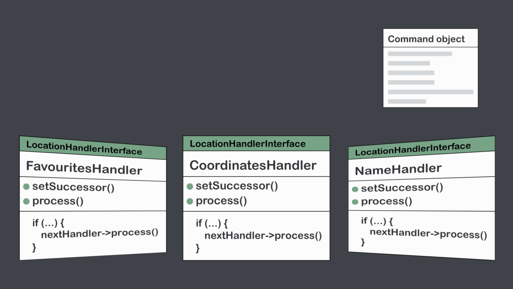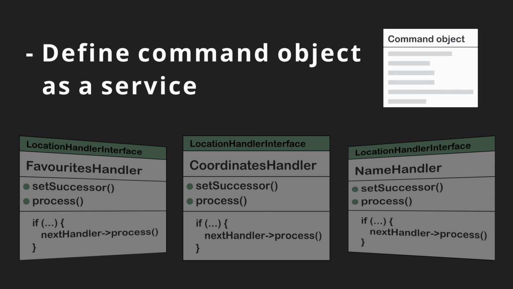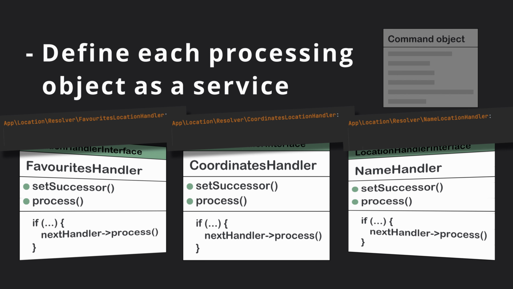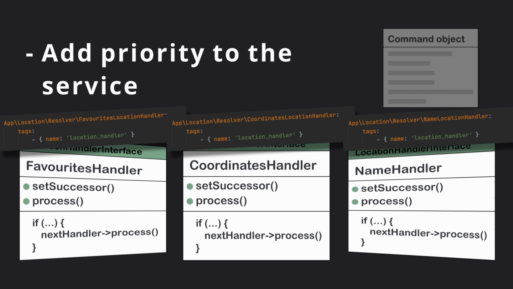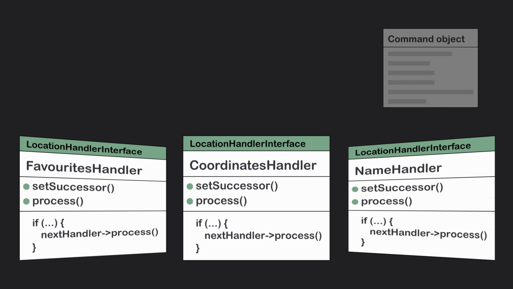To implement a chain of responsibility pattern in Symfony application, we should perform several steps. Define command object as a service. Define each processing object as a service. Add some custom tag to the service definition, for example, location handler. Add priority to the service to set desired order for processing objects.